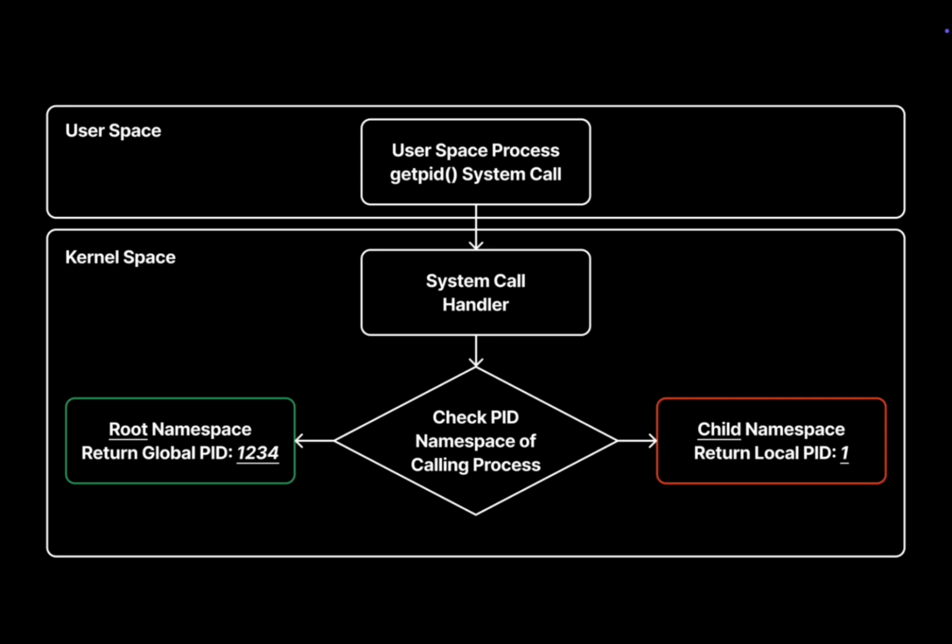Here is what makes namespaces powerful. They operate at the kernel level, not by wrapping or emulating anything. When a process makes a syscall, say getpid to get its process ID, the kernel returns different results based on which namespace that process belongs to. Same kernel, different views of reality.